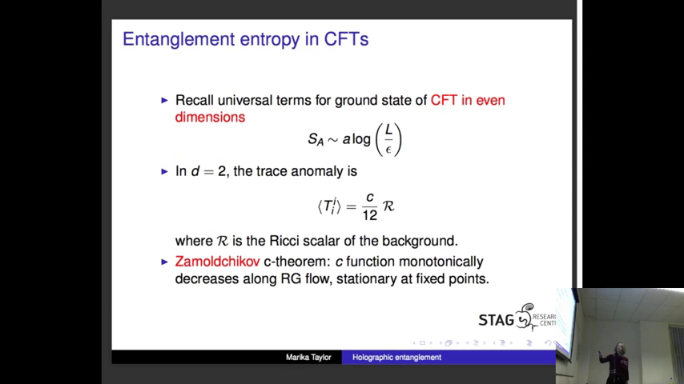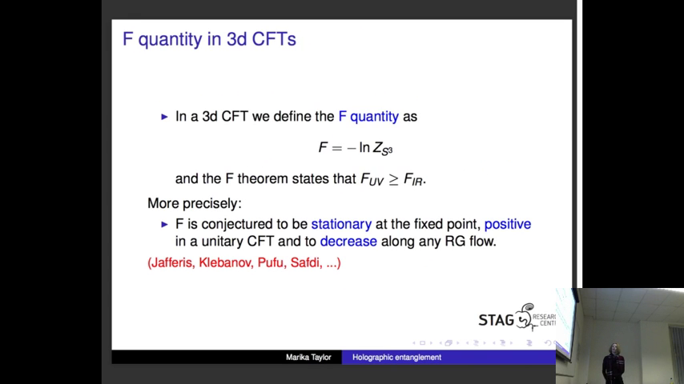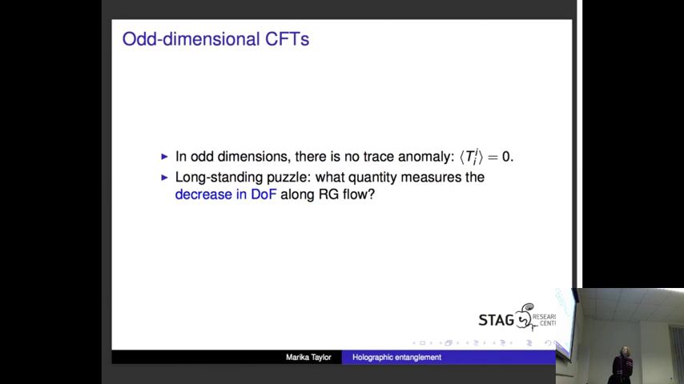Okay, let me go back to here. So we decided that in even dimensions, the A quantity, which is related to the trace of the stress tensor, shows up in entanglement entropy. So it's a natural suspicion to look at what happens in odd dimensions and see whether there's a term in the entanglement entropy that somehow is measuring the number of degrees of freedom. Okay. So what quantity could we use that measures this? As I said, this is a long-standing puzzle, and over the last few years there have been a few speculations about this.